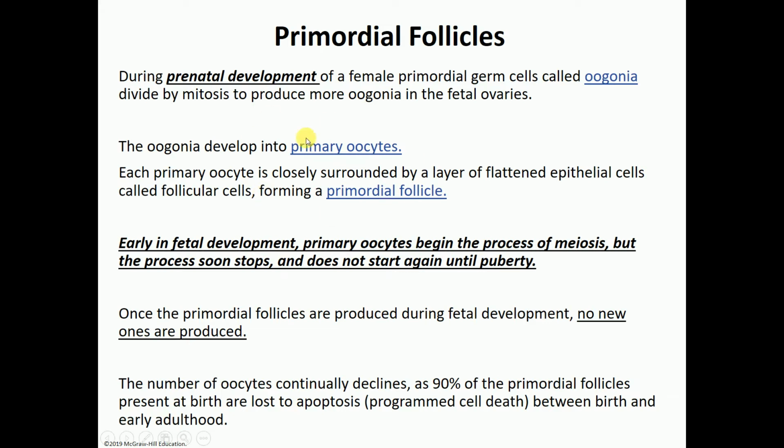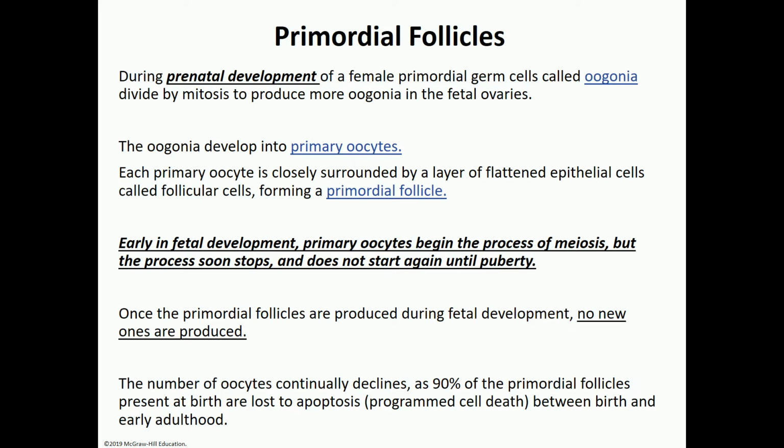Now, that primary oocyte surrounded by follicular cells is called a primordial follicle. So again, this happens during fetal development. This primordial follicle that contains the primary oocyte will even start the first meiotic division. All of this during fetal development. So this is all occurring in a female fetus while she's still in her mom's womb.